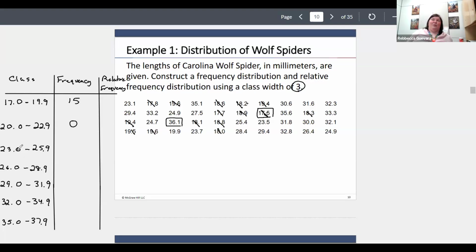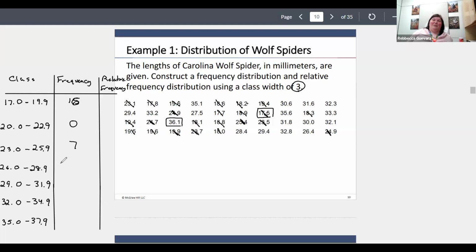We move on to 23.0 and 25.9. Well, we definitely have something there. We got 1. Is that it? I got 1. Well, there we go. 2, 3, 4, 5, 6, 7. And I think I found one more here, so I think this is actually up to 16 now.